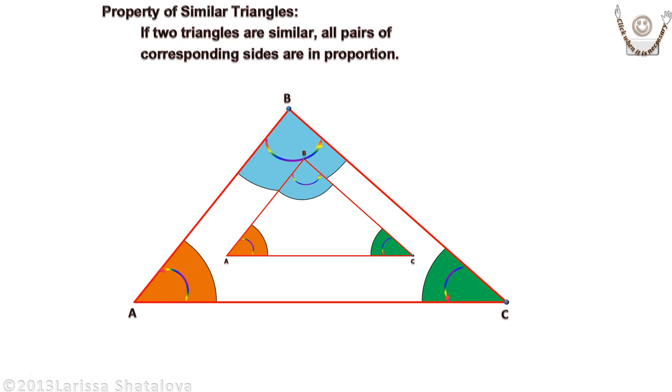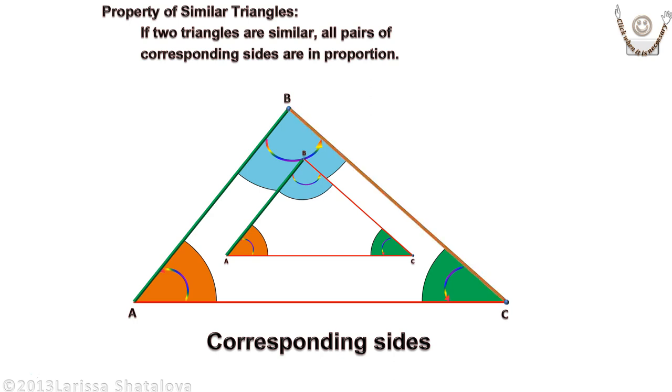Look, here is side AB and it's against angle C, the green one. And corresponding would be AB against angle C, the green one. Next, BC, brown, against angle A, the red one. So corresponding would be BC against angle A, the red one. And then side AC, and corresponding would be AC in the small triangle, and both these sides are against the blue angle B. This is what we would call a pair of corresponding sides.